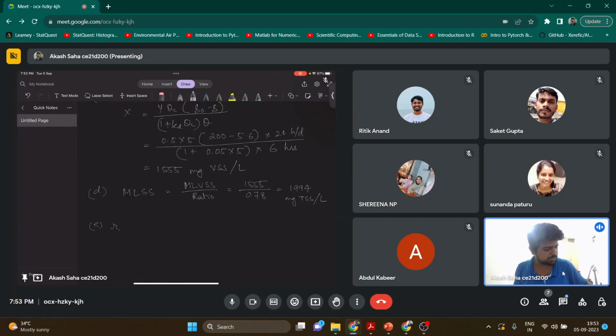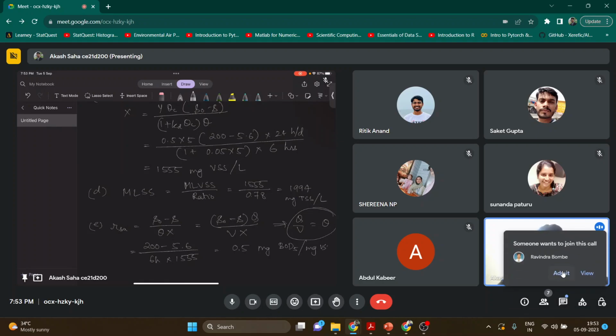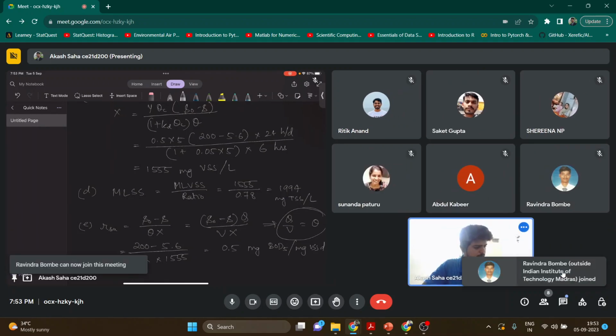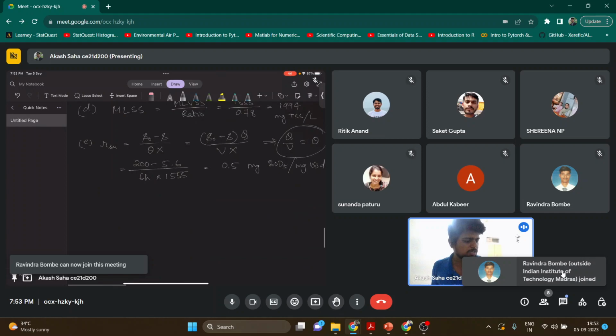Okay. Then the substrate utilization rate RSU will be equal to S naught minus S by theta x. Or you can also write it as S naught minus S into Q by Vx. But here Q by V is equal to theta. Right? So I am writing theta x. So it will be 200 minus 5.6 divided by 6 hours into 1,555. So it will be 0.5 mg BOD5 per mg VSS. Okay. So this is my substrate utilization rate.